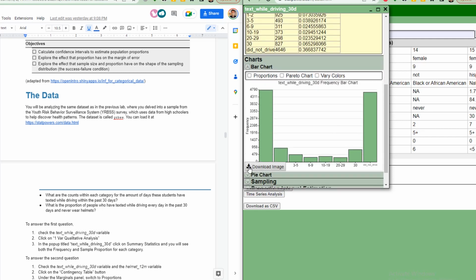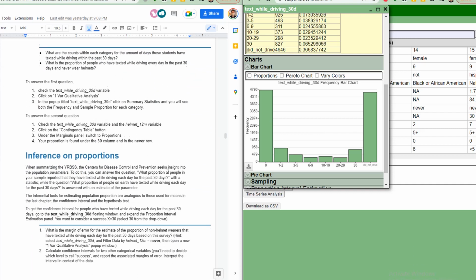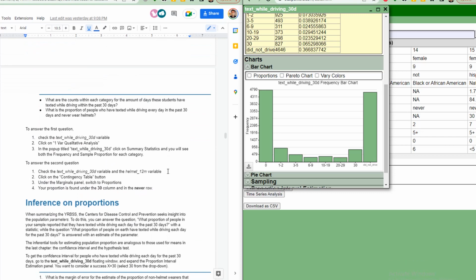You can see it goes down, but then at 30, the number of days somebody texted while driving, there's actually a category that do it every single day. That's actually higher than the 20 to 29. But then there's a lot that don't drive. Interesting. Now the second question was asking about what is the proportion of people who have texted while driving every day in the past 30 days and never wear helmets.